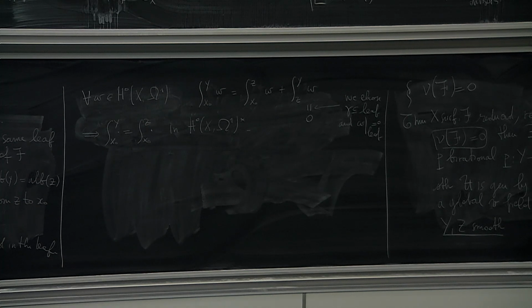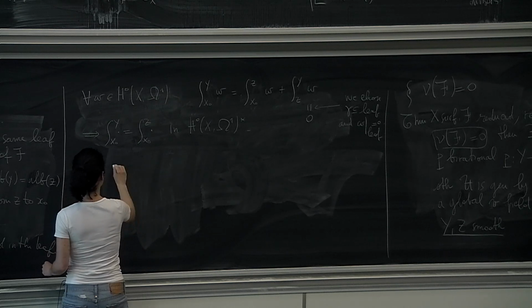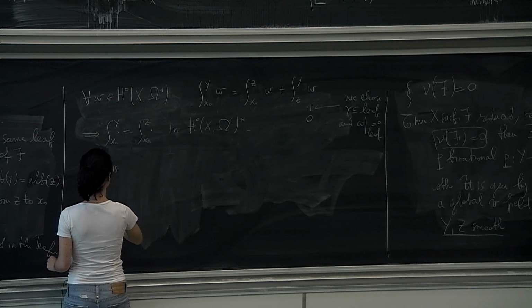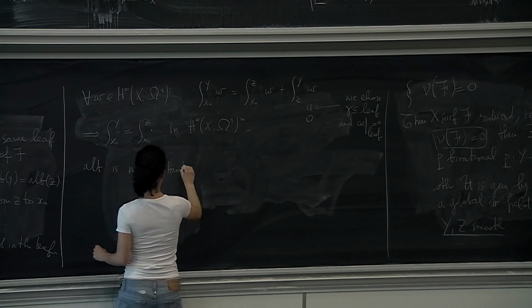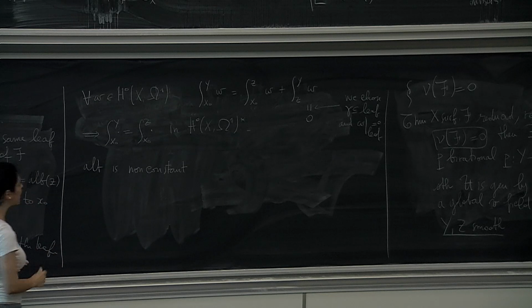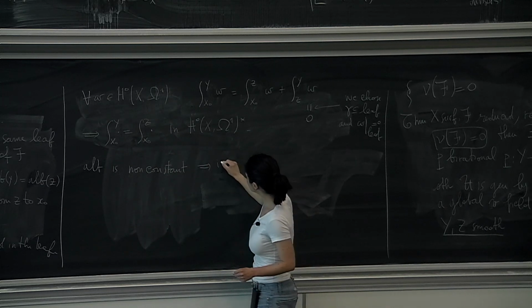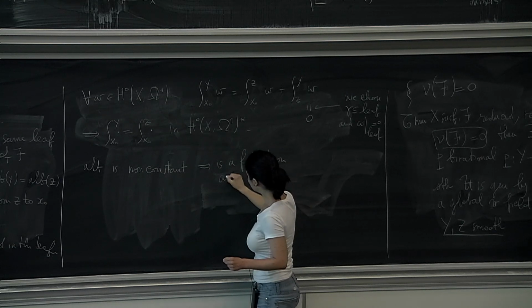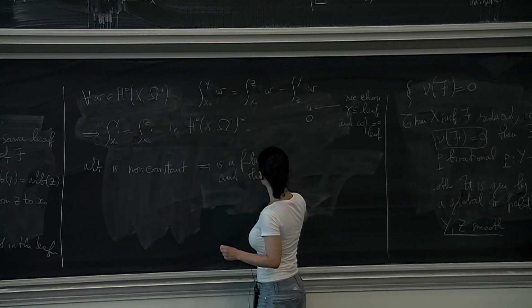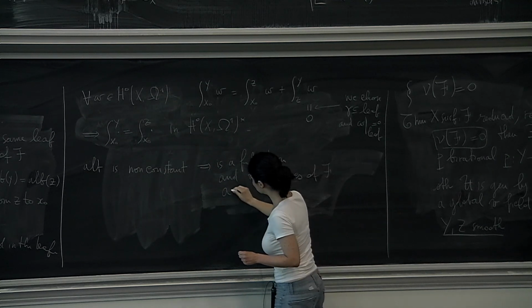Okay, but then now Alb is non-constant, and we just proved that it has non-trivial fibers. It's not generically finite. Then it is a fibration, and the leaves of F are contained in fibers.